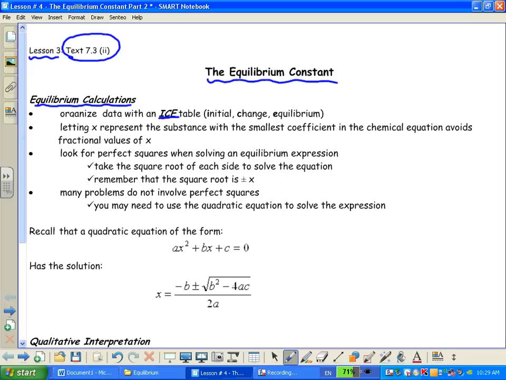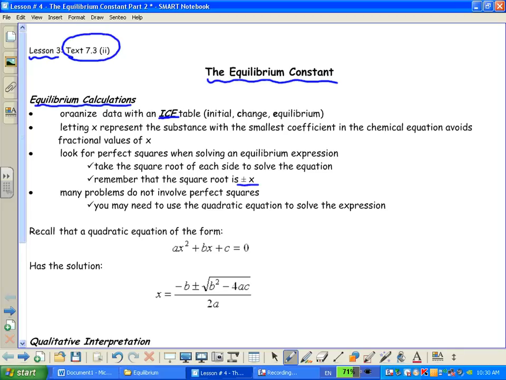We're going to let X represent the substance with the smallest coefficient in the chemical equation, which avoids fractional values of X. You're also going to look for perfect squares. Perfect squares will make this question a lot easier and you never have to do a quadratic. So always look for perfect squares. Remember though that you take the square root of each side to solve the equation. And remember that the square root of anything always has a plus or minus value. Okay, so you need to look at both values.